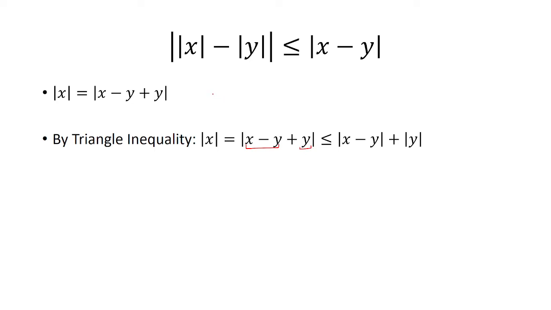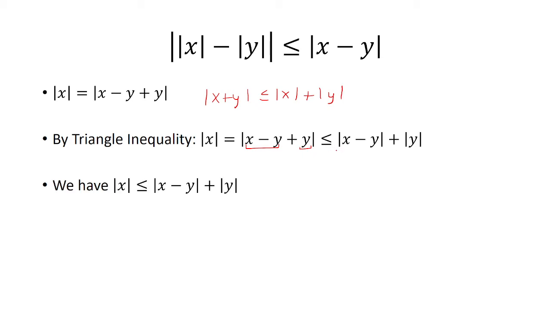Because recall the triangle inequality: the absolute value of x plus y is less than or equal to the absolute value of x plus the absolute value of y. So that's what we're doing here. So I'm just going to rewrite it. The absolute value of x is less than or equal to the absolute value of x minus y plus the absolute value of y.